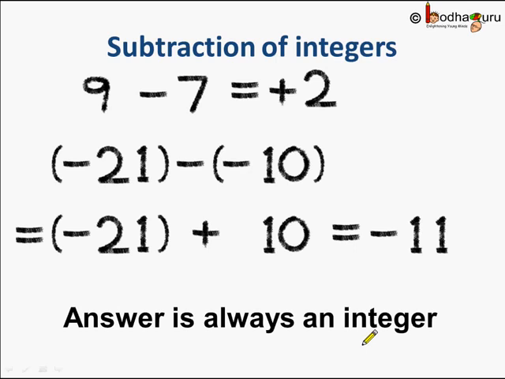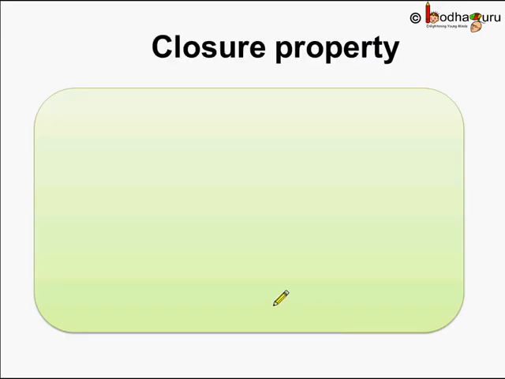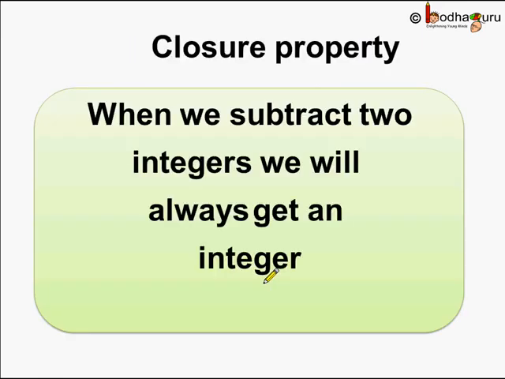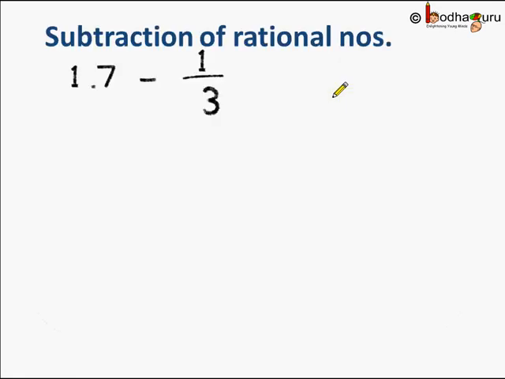As you can see, the answer is always an integer when we subtract one integer from another integer. So we say when we subtract two integers, we will always get an integer, and this is the closure property of subtraction. We say integers are closed under subtraction. Now what happens in the case of rational numbers?